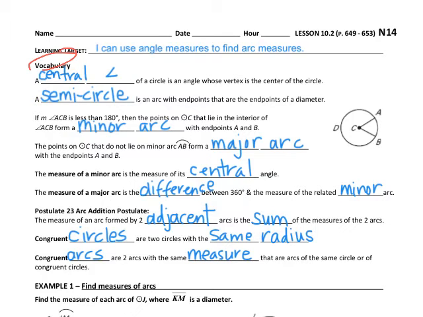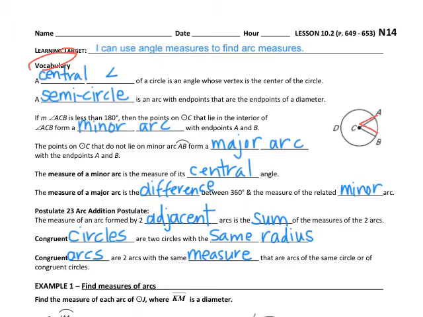A central angle of a circle is an angle whose vertex is the center of the circle. Let me just outline here on this diagram what the central angle is. The center of the circle C is the vertex of the central angle that we're talking about there.